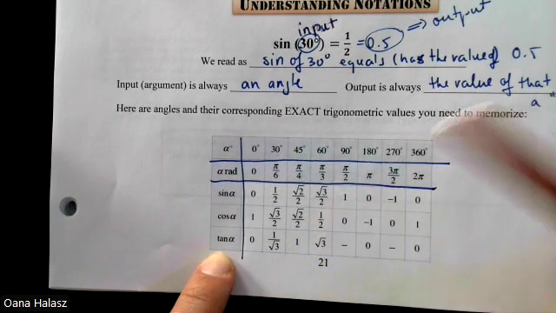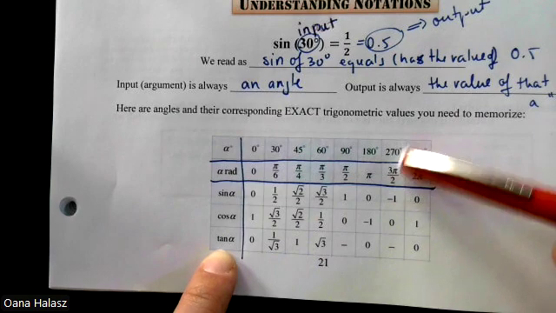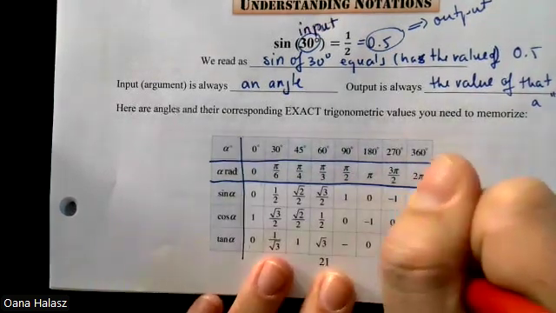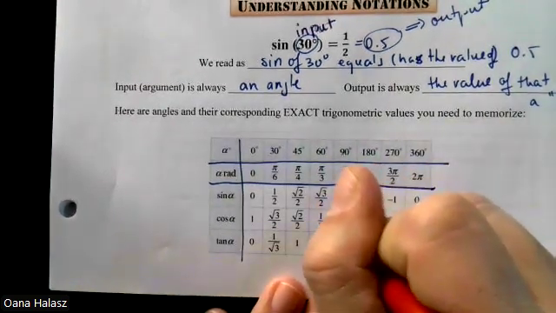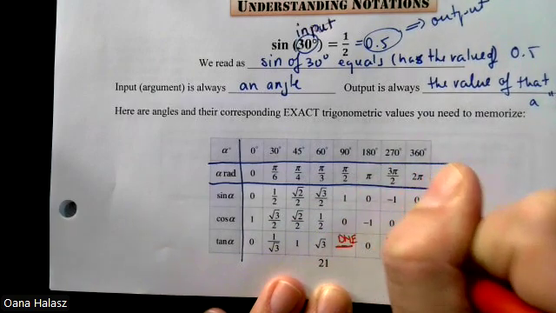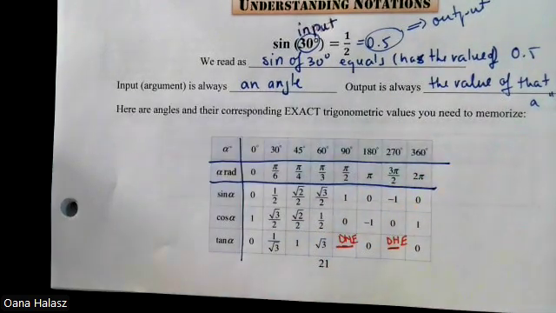What's tangent of 270 degrees? This line means it does not exist. Okay, so when you see this line here, that means there's no value for it. This is for us D and E. And then we will talk about it, why it does not exist, a bit later on.